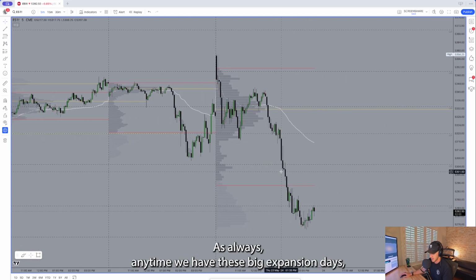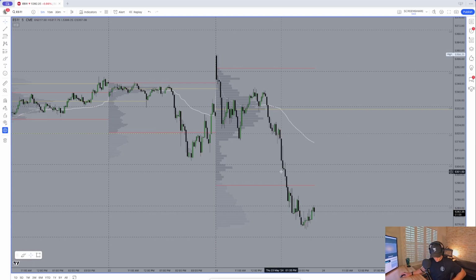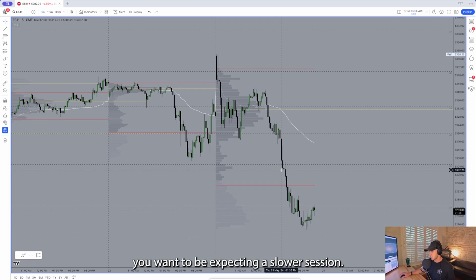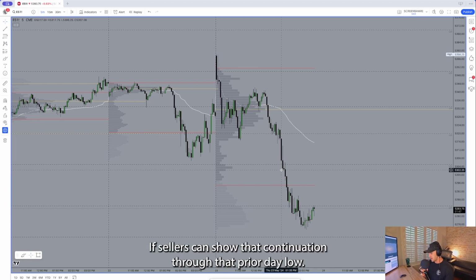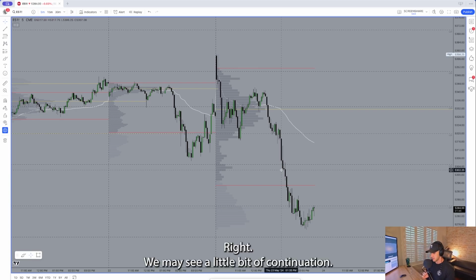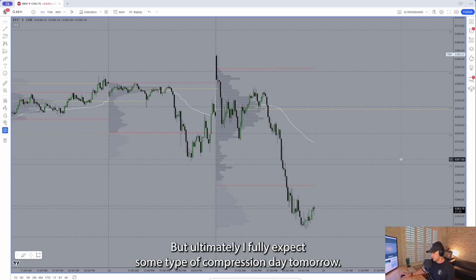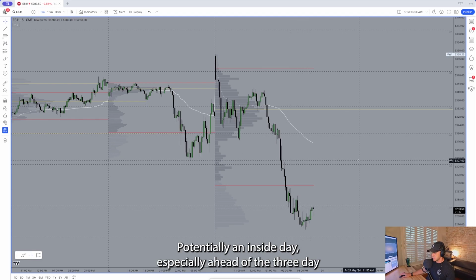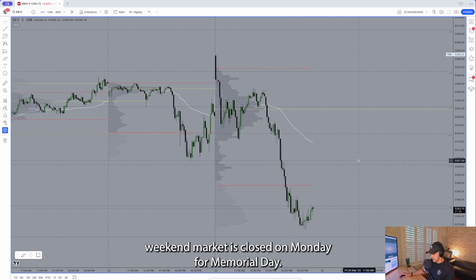As always, anytime we have these big expansion days, you want to be expecting a slower session. And so the prior day low will give us a good guide for tomorrow's session. If sellers can show that continuation through that prior day low, right, we may see a little bit of continuation, but ultimately I fully expect some type of compression day tomorrow, potentially an inside day, especially ahead of the 3-day weekend. Market is closed on Monday for Memorial Day.